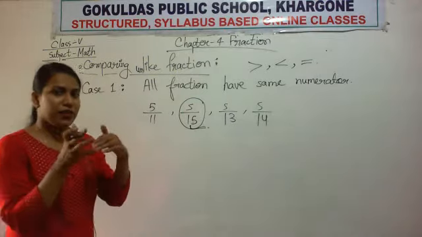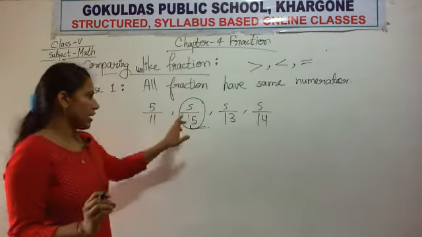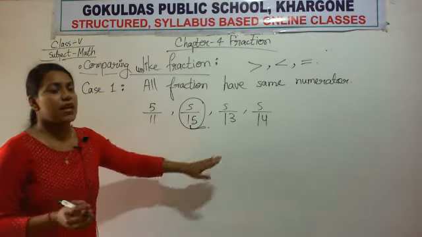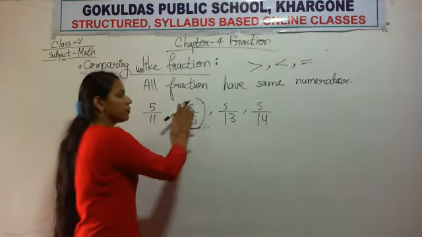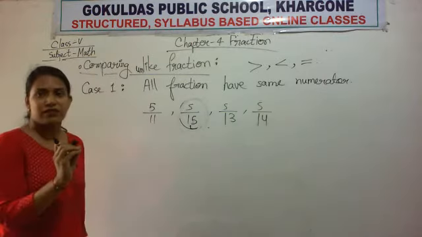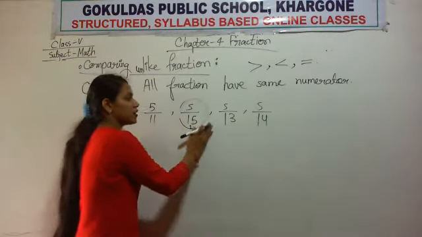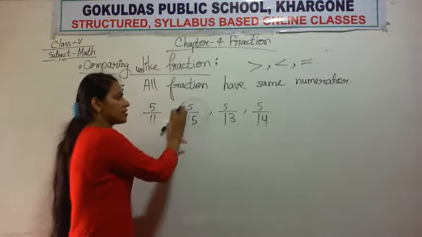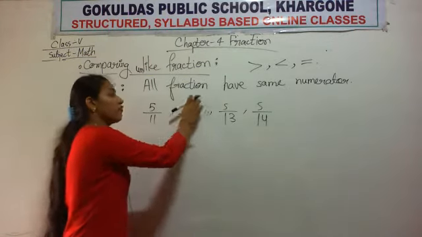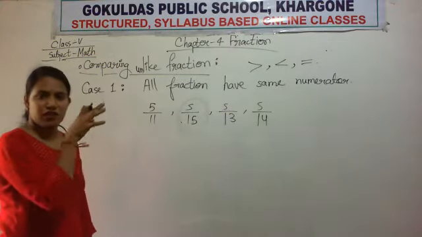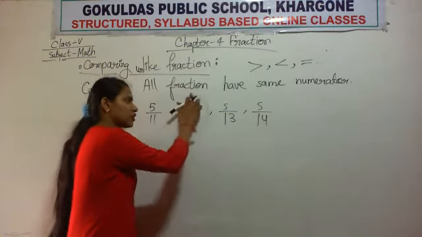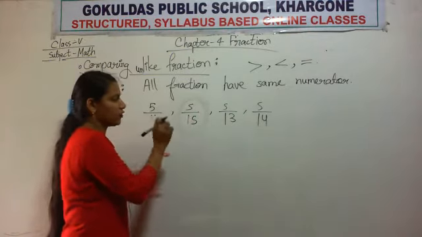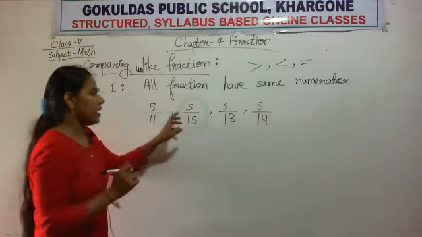Remember, listen to me carefully. If the denominator is larger among the given numbers, then that fraction will be the smallest. It may sound a little bit confusing, but please pay attention.